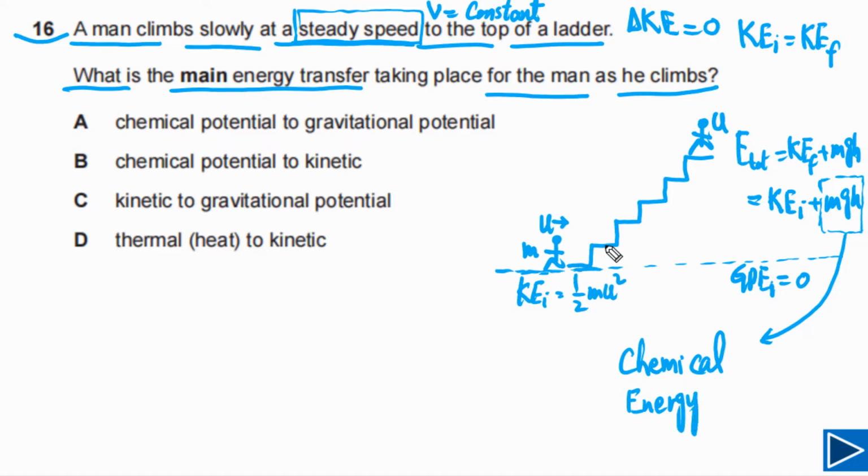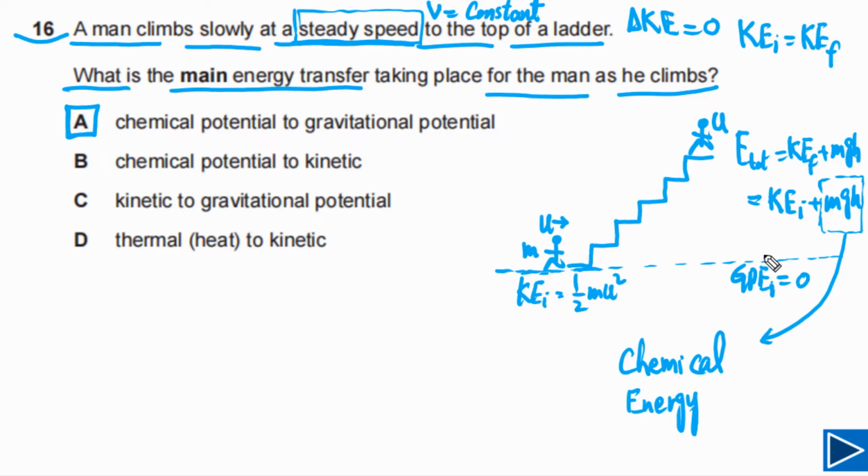So if this person climbs many times to the top of the ladder, this person will get tired because this person is consuming chemical energy. In this case, simply we can say that the person is converting chemical energy into GPE by climbing this ladder. And that's the point we need to understand. So the answer for this question is chemical potential energy to GPE, gravitational potential energy.